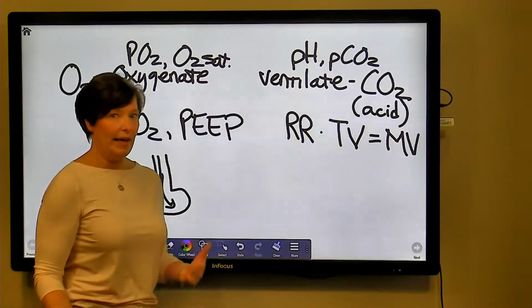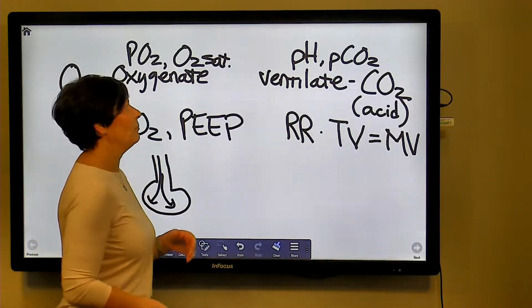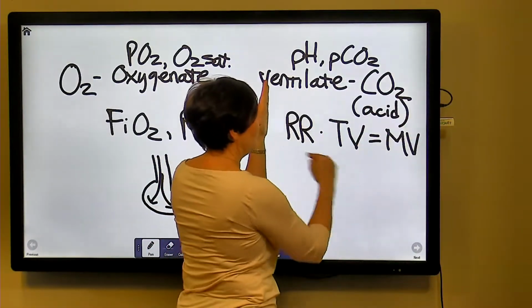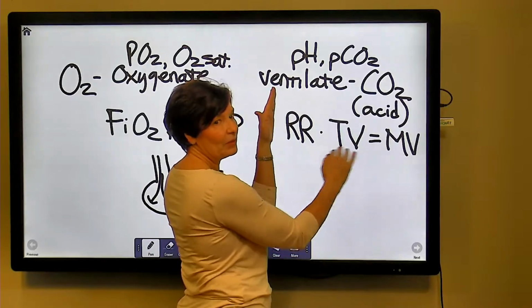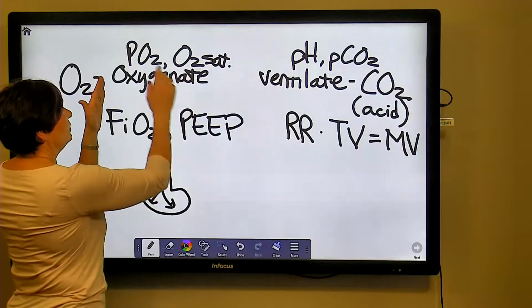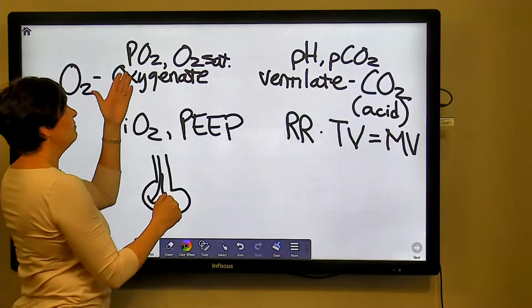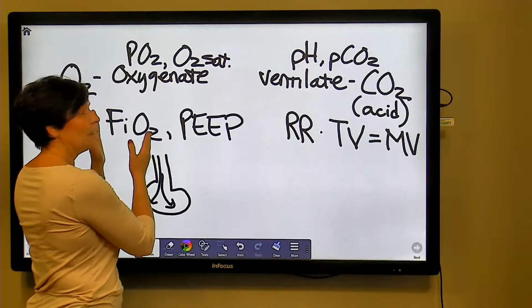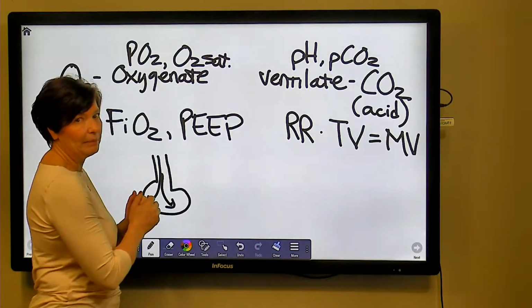So if I get a blood gas back and the patient's having respiratory problems and my pH and my pCO2 are off, I know what to fix on my ventilator, my respiratory rate, my tidal volume. If I get a patient who's having problems with oxygenation, my PO2 or my O2 saturation are low, I know what I have to fix, my FiO2 and my PEEP.